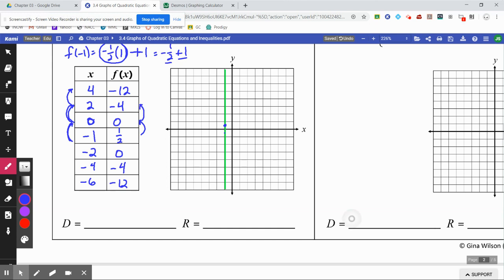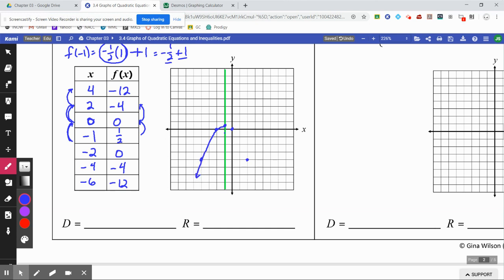Okay? When I plugged in 0, it gave me 0, so I can mirror that on the other side. When I plugged in 2, I got negative 1, 2, 3, 4. Or, well, I think I skipped. No, that's right. So let's mirror that. Let's see. 1, 2, that's 3 away from my line. 1, 2, 3 away from my line on this side. When I plugged in the third one, 4, I got negative 12. That's not going to fit. So connect our dots.